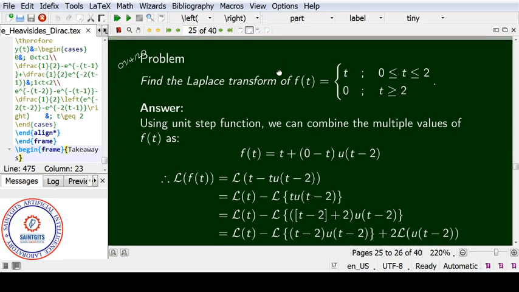This is again a multi-valued function f of t. It is equal to t when 0 is less than or equal to t less than or equal to 2, and 0 when t is greater than or equal to 2. Combine this function using the unit step function, then apply the Laplace transform with the help of the second shifting theorem.